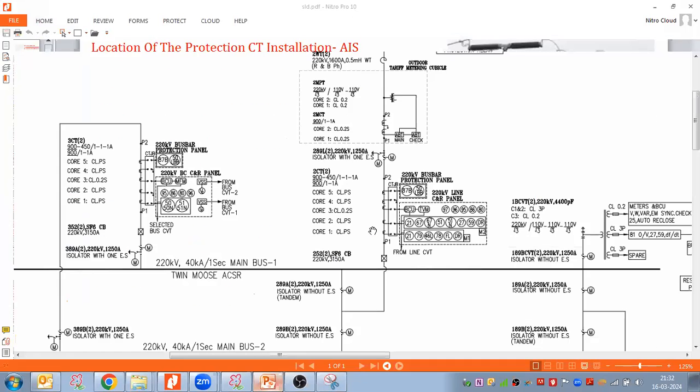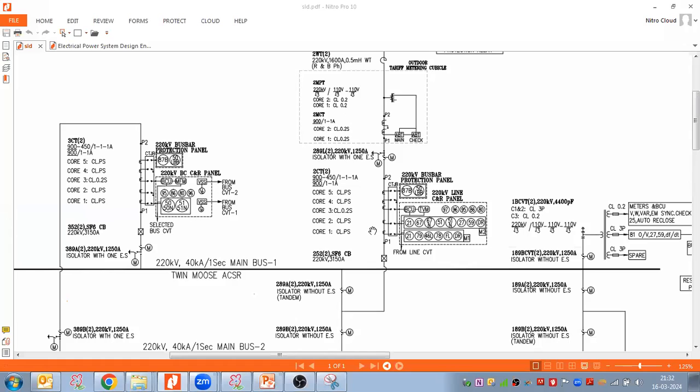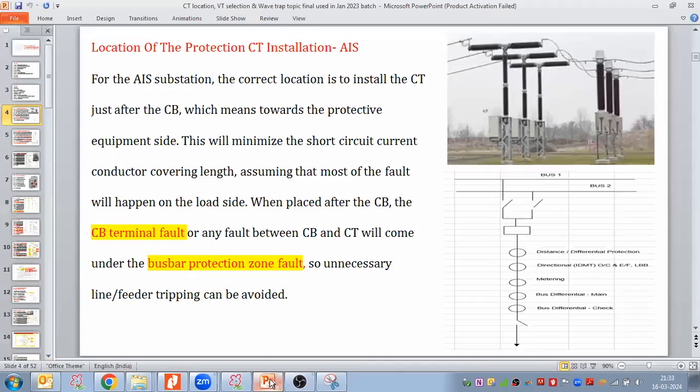I'm taking three kinds of substation: it could be AIS, or GIS, or an HT panel, an indoor substation, or a metal enclosed HT panel. In each of these, what is the choice of CT location? Let us start first with the AIS. For an AIS substation, this is the correct location to install the CT.